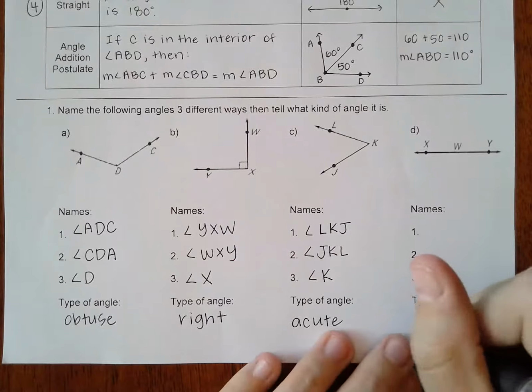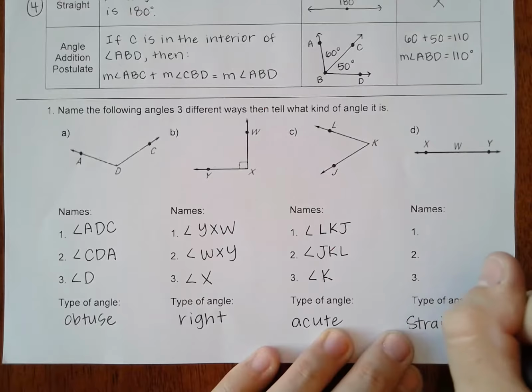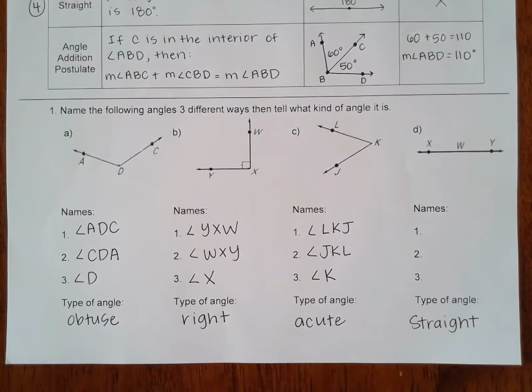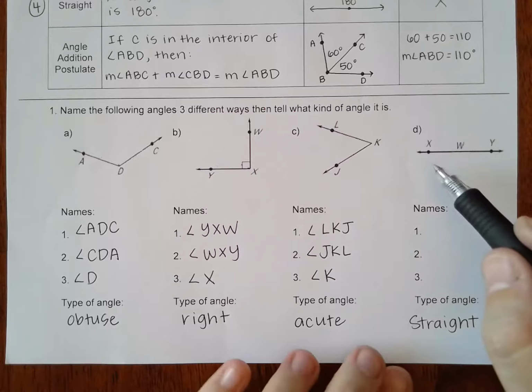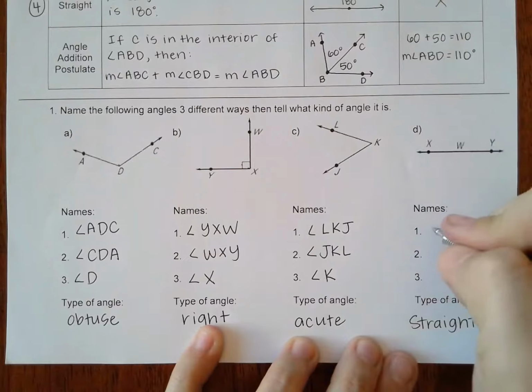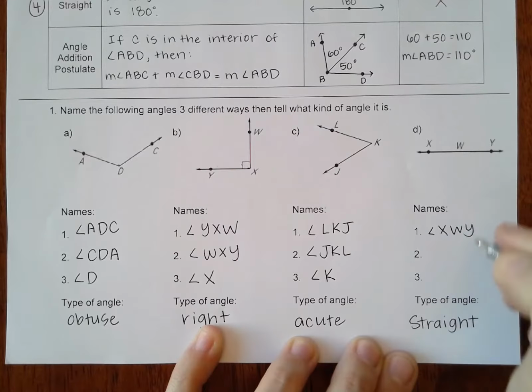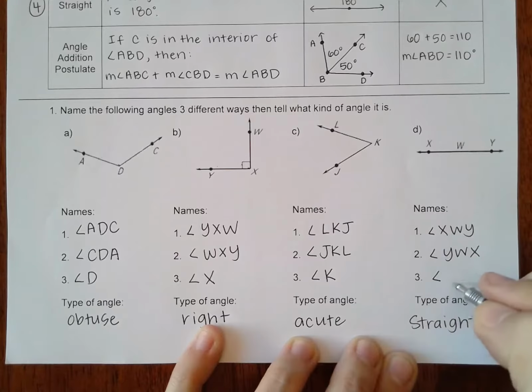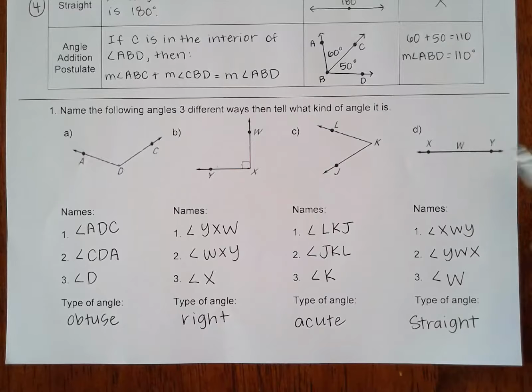And then my last angle, it almost looks like it's not an angle at all. It looks like it's a straight line. That's because it's a straight angle. And so for this final example on this page, I could call this angle three different ways. I could call it angle XWY. I could call it angle YWX, or I could call it angle W because the W is in the middle and it doesn't affect the size of the angle whether it's on this side of the line or on this side of the line.